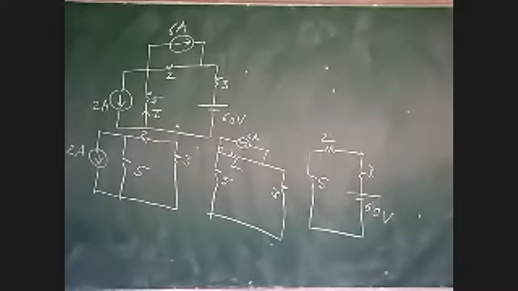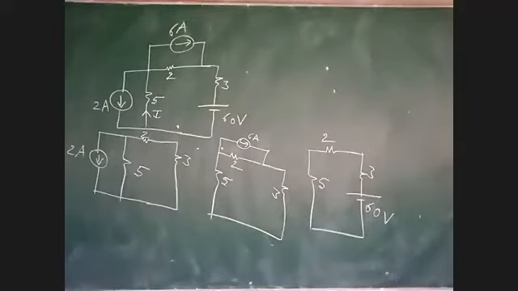Okay. So I have considered the 3 sources individually. First, I have considered 2 ampere. Next, 6 ampere. After that, 60 volts, and the current sources will be open. In the third circuit, you see, I am opening the current sources. Now in 5 ohms, I have to determine the current, only in 5 ohms, in all the 3 circuits.